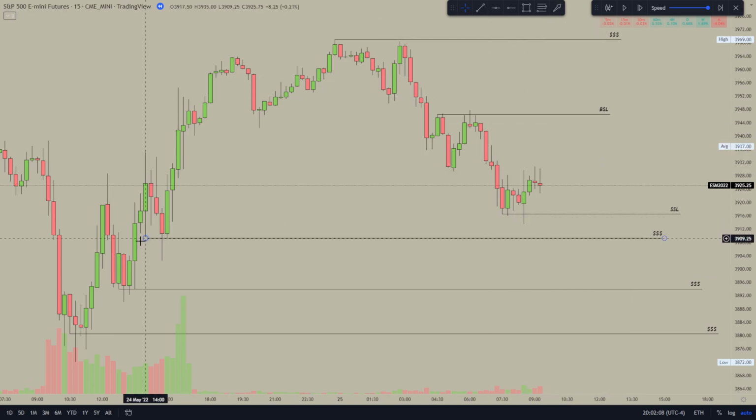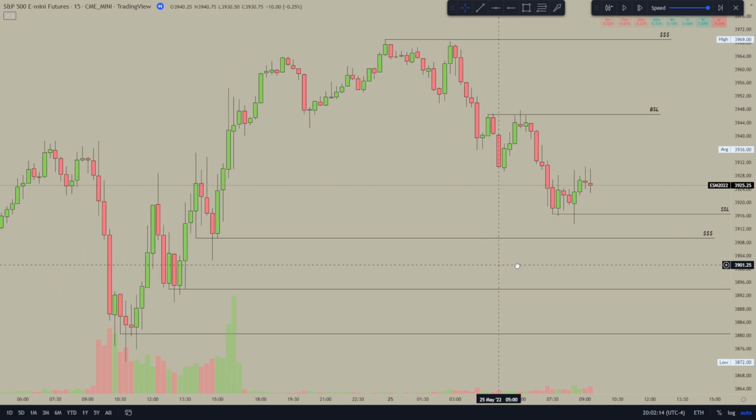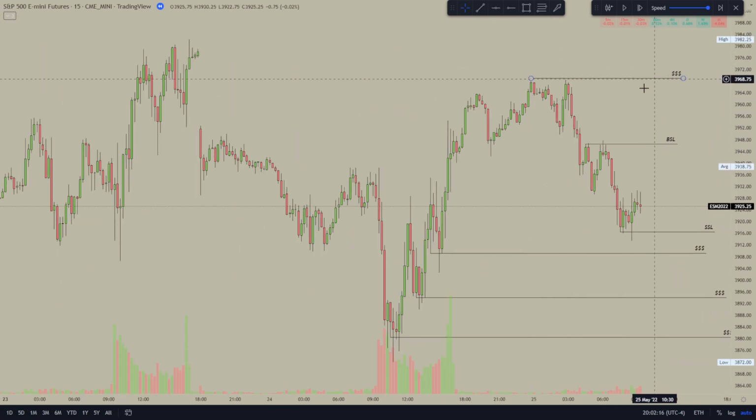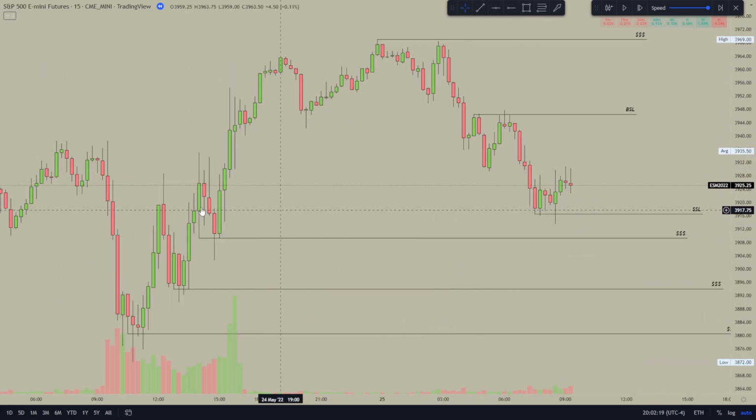So we identify our swing highs, swing lows. That's our sell side liquidity. This is another swing low, so that's a target. This is another swing low, that's a target. This is another swing low, that is also a target. So a bunch of downside targets, and then we have that one upside target up there. And these are all taken from a 15-minute.